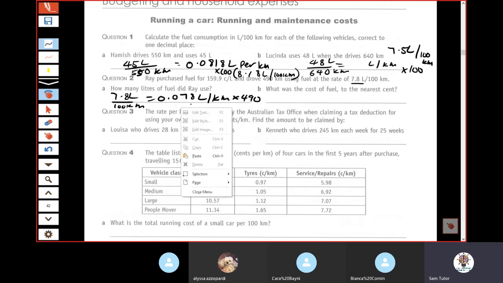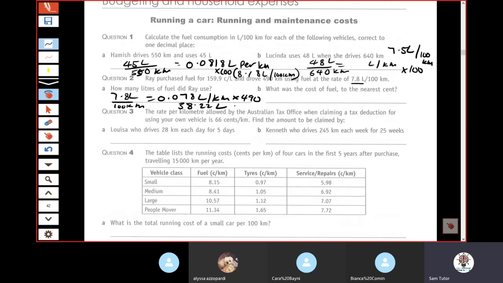That gets me 38.22 liters. Now, what is the cost of fuel? Well, it's 159.9 cents per liter times by 38.22 liters. To the nearest cent, it should cost $61.11.